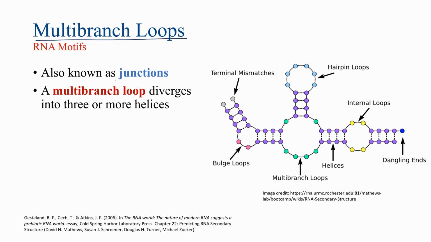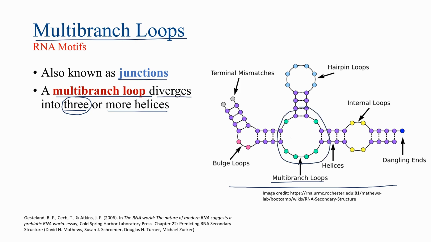Another type of RNA motif that is a loop is the multi-branch loop. This is also called a junction. A multi-branch loop is also called a junction, and by definition, a multi-branch loop diverges into 3 or more helices. So they do have to be 3 or more helices. And here to the figure on the right, you can see that you have a multi-branch loop. This is a loop, and it diverges into at least 3 helices.